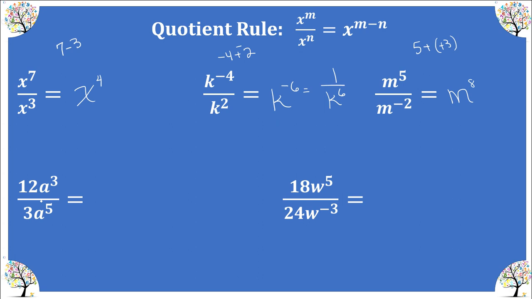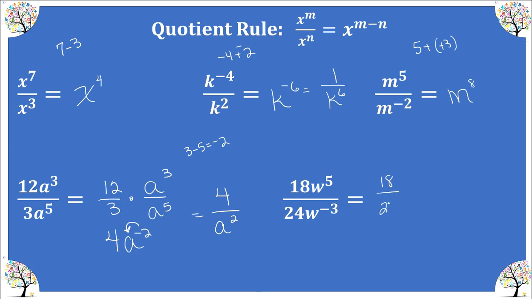Okay, so now we're going to look at where we have some coefficients. So what I like to do is separate. Here's my coefficients, and here are my variables. So 12 over 3 is 4, and now I have a factor of a. So 3 minus 5 is negative 2. Now this negative 2 is only attached to the a. So our final answer is going to be 4 over a squared.